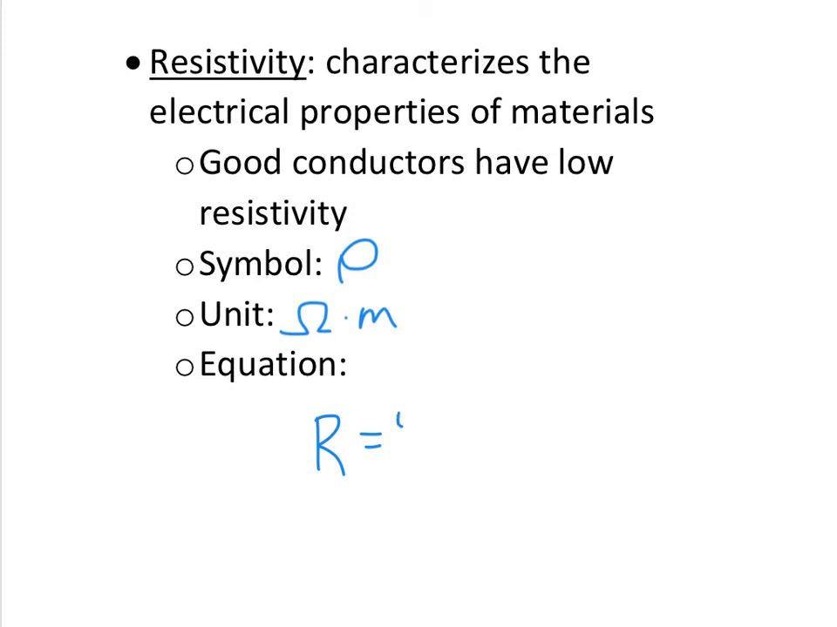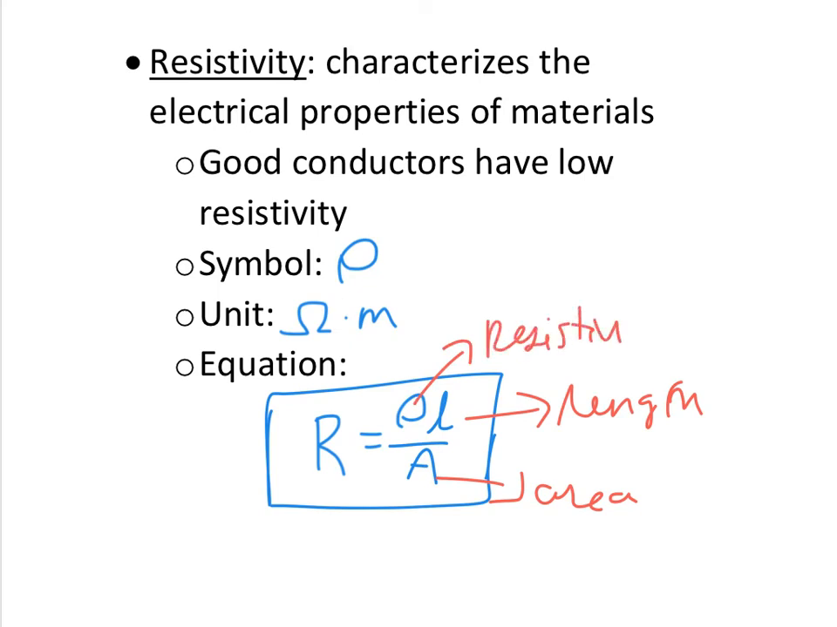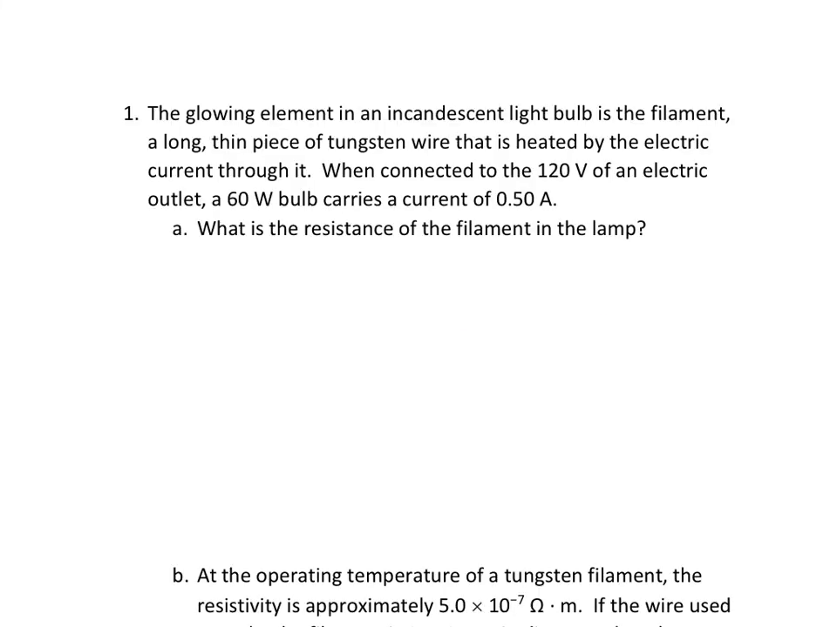Resistance equals rho times the length of the wire over the area of the wire. So L is length, A is area, and rho is resistivity, and that's your resistance. Okay, I'll do one example putting this all together, and then we'll do some practice tomorrow in class.